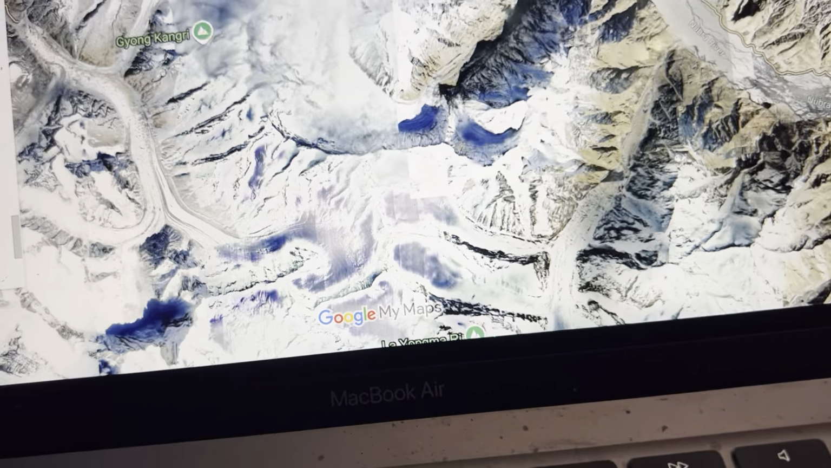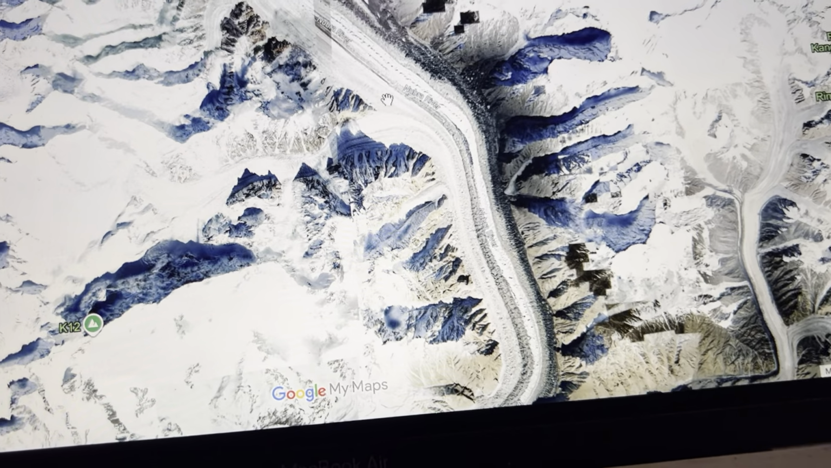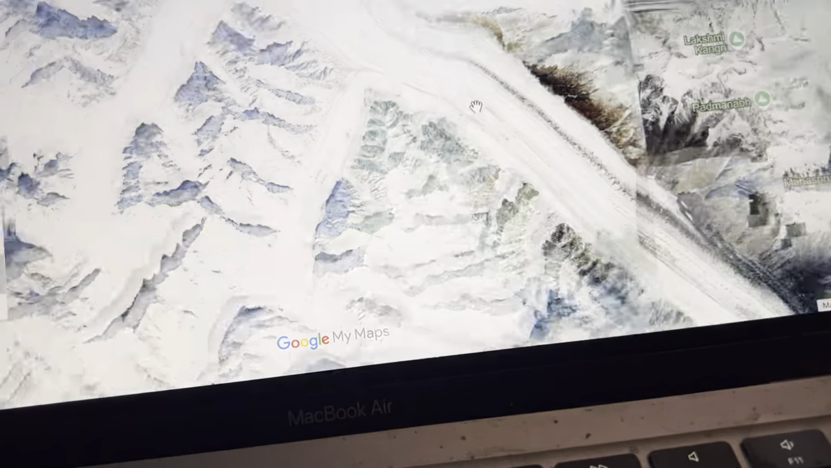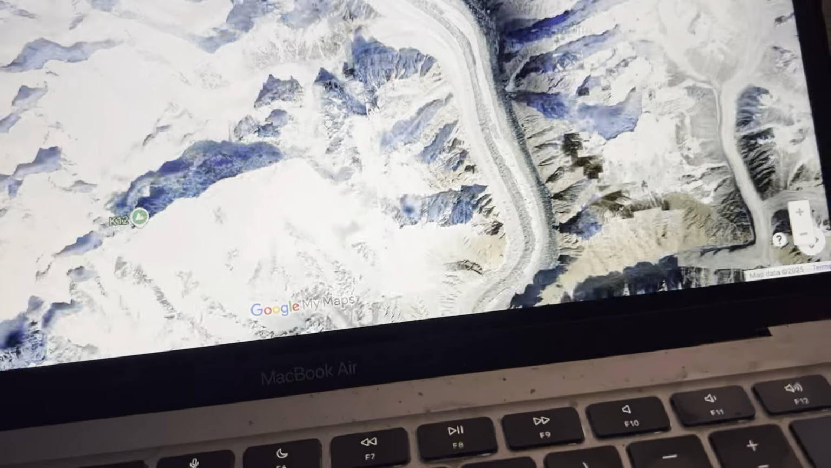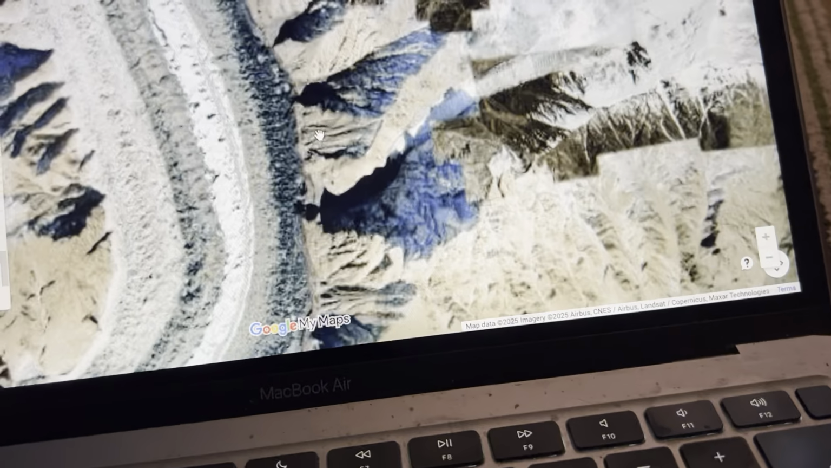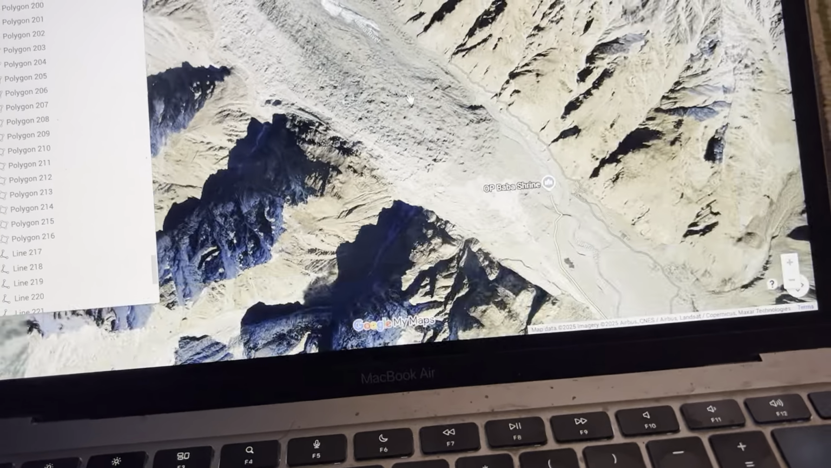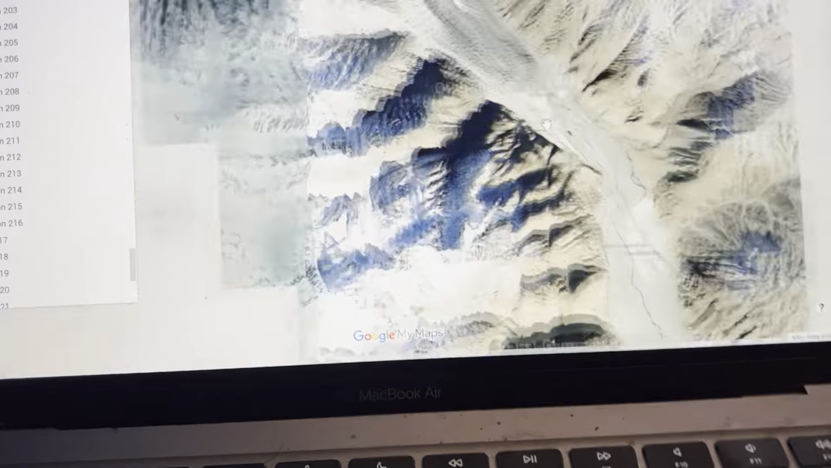But the glacier might be, I don't know, it might be a different name. I don't know how far I have to zoom in to see what it was named. There is probably a viewing spot, unless there isn't. Yeah, there. I don't know.